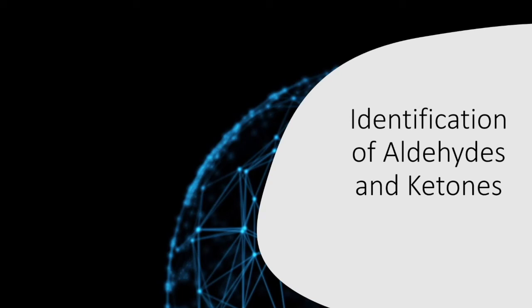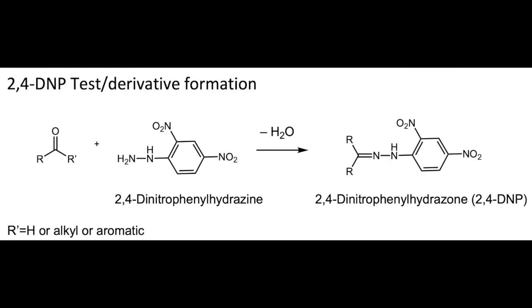Today's lab involves the identification of aldehydes and ketones. The first reaction is the 2,4-dinitrophenylhydrazine derivative formation, involving the reaction between an aldehyde or ketone and 2,4-dinitrophenylhydrazine.